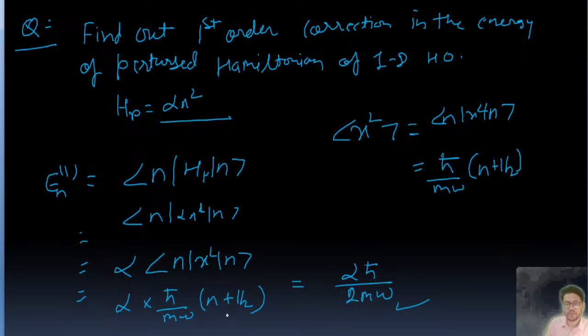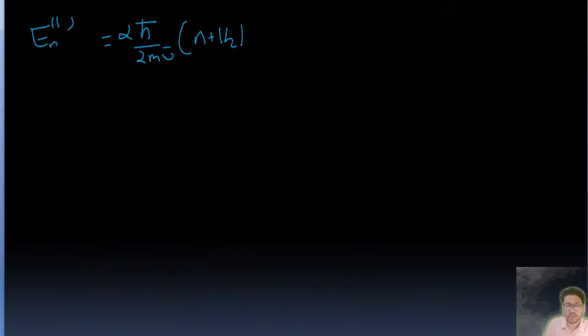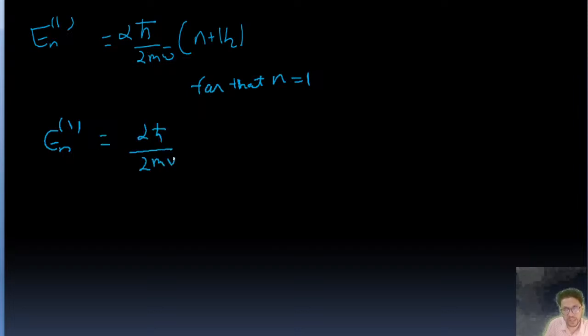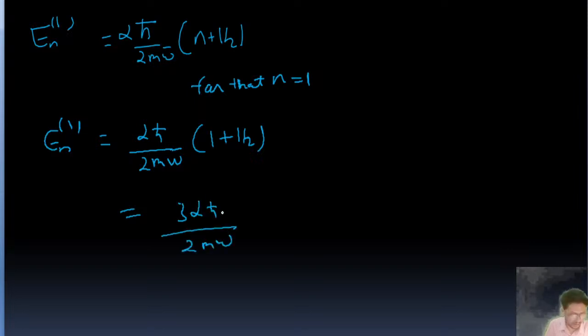Now that is the first order correction for the first excited state, so for that n equal to 1. The first order correction in the first excited state is going to be alpha h cut upon 2m omega times 1 plus half, so this is going to be 3 alpha h cut upon 2m omega. Okay, so this is the first order correction in the first excited state.